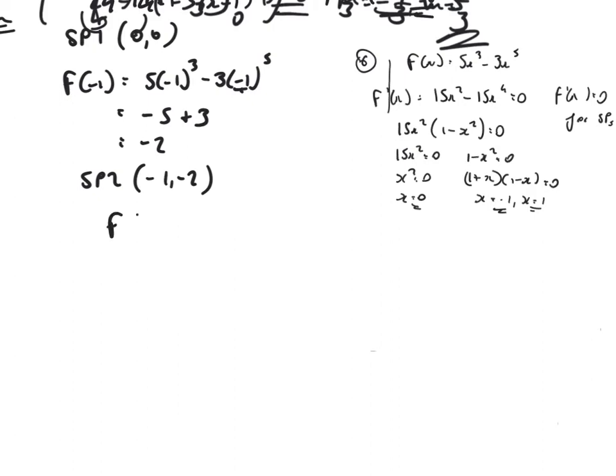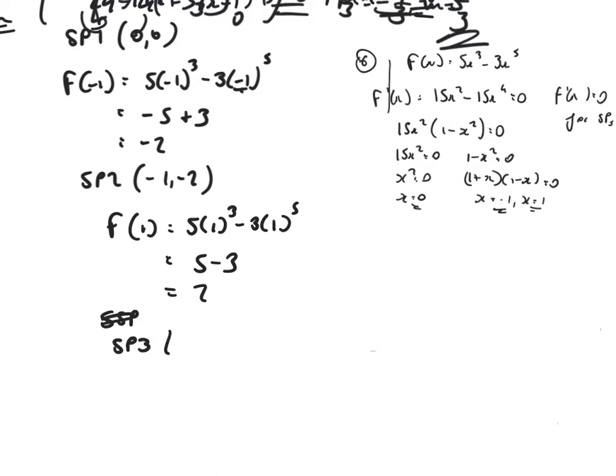Okay, third one. f of 1 equals 5 lots of 1 cubed minus 3 lots of 1 to the 5. That's 5 minus 3, which is equal to 2, so stationary point 3 then is 1, 2. Let's determine the nature. So to determine the nature, we need to set up a nature table. Okay, so x, f dashed x, and slope. Stationary points exist at minus 1, 0, and 1. So I need to investigate what's happening before, between, and after.